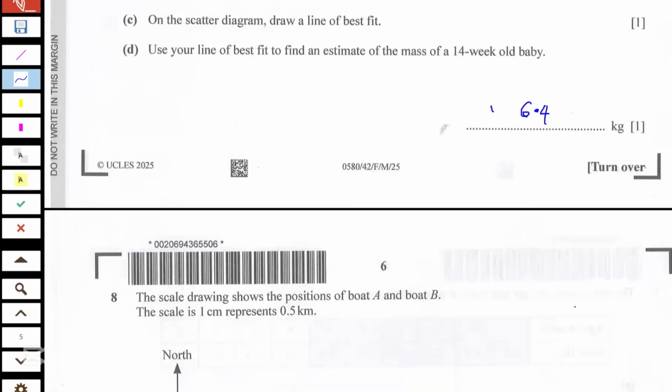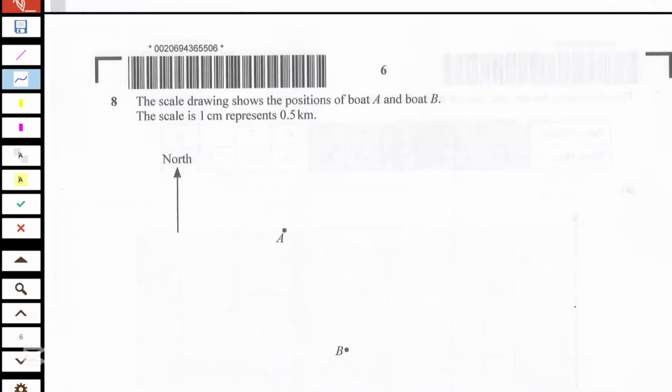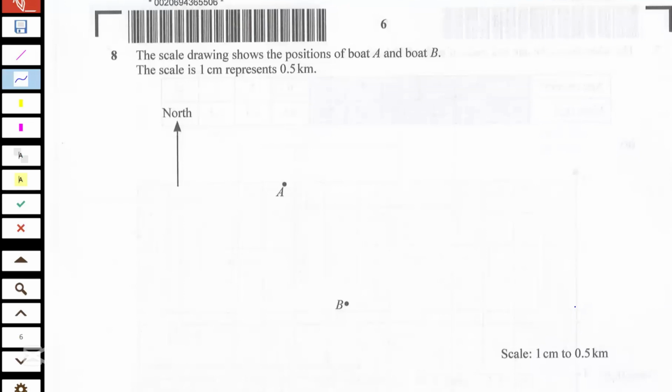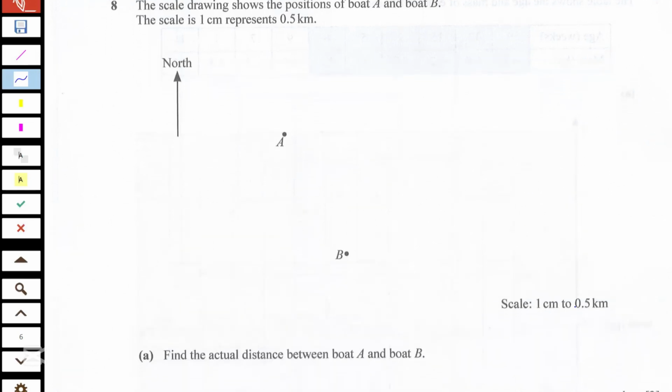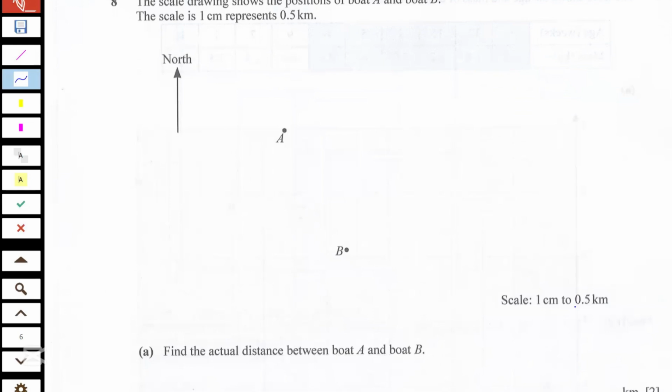Now, the next question here says, the scale drawing shows the position of both A and both B. The scale is 1 centimeter represents 0.5 kilometer. Question A, find the actual distance between both A and both B. Okay, the actual distance between A and B, let's connect the points, point A to point B.